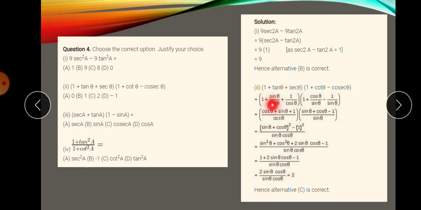What is tan? Sine by cos. Secant is 1 by cos. Cot is cos by sine. Cosecant is 1 by sine. Take the LCM. Here cos theta is the LCM, and here sin theta is the LCM.